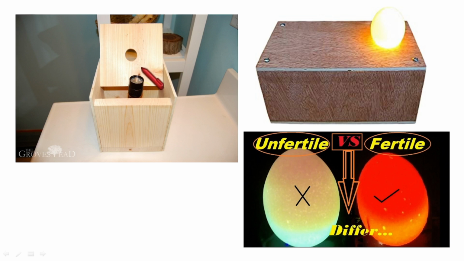After closing this box with the lid and lighting the candle, we need to place the egg that we need to examine over that hole. And as the light passes, we can see the blood spots if the egg is a fertile one, and if it is an unfertile one, it looks somewhat in this way. So in this way we can understand whether the egg is fertile or not.